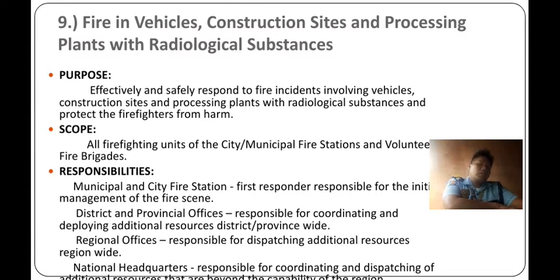9. We have also here fire in vehicles, construction sites, and processing plants with radiological substances. What is the purpose? The purpose here is to effectively and safely respond to fire incidents involving vehicles, construction sites, and processing plants with radiological substances and protect the firefighters from harm. The scope and responsibilities here are the same as 1, 2, 3, 4, 5, 6, 7, and 8.